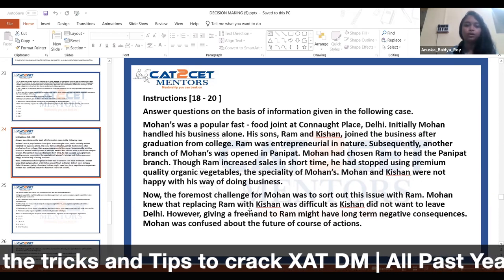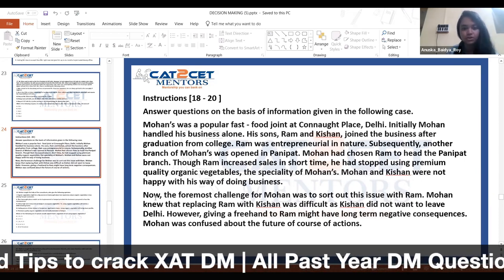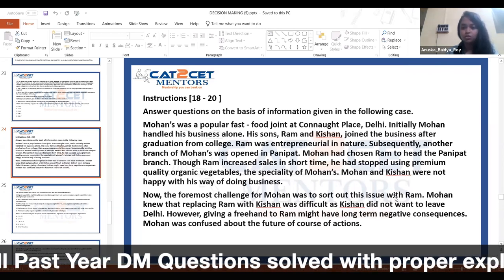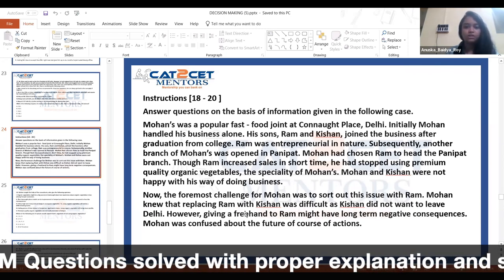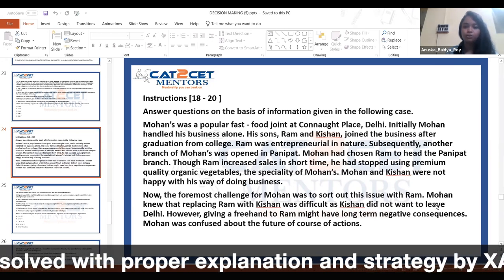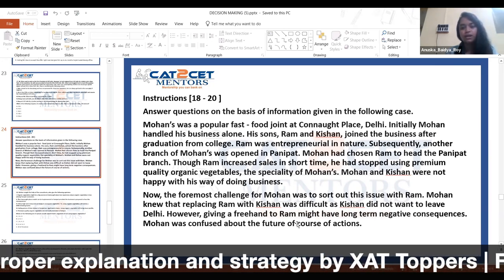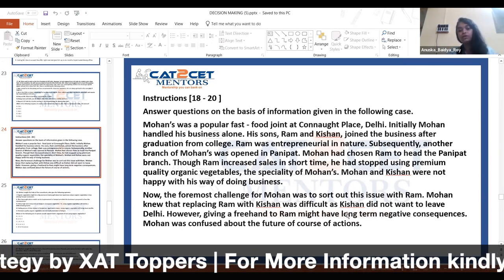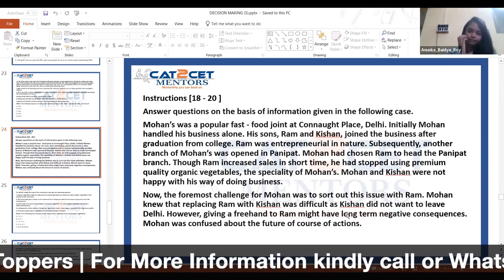Now, Mohan and Kishan were not happy with this way of doing business. Now, the foremost challenge for Mohan was to sort out this issue with Ram. Mohan knew that replacing Ram with Kishan is difficult as Kishan did not want to leave Delhi. However, giving a free hand to Ram might have long-term negative consequences. Mohan was confused about his future course of action.